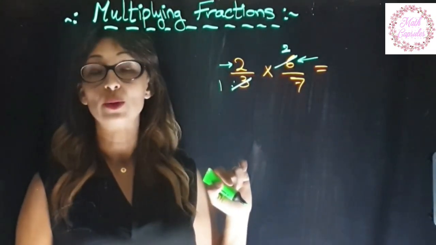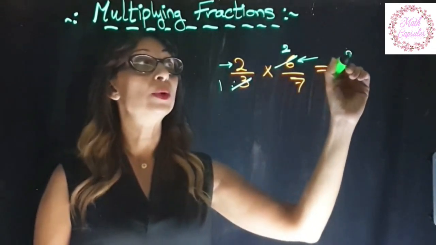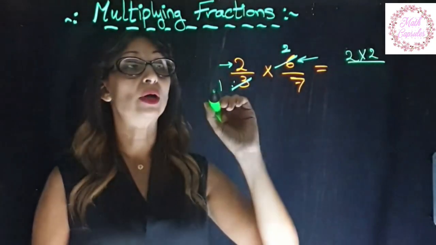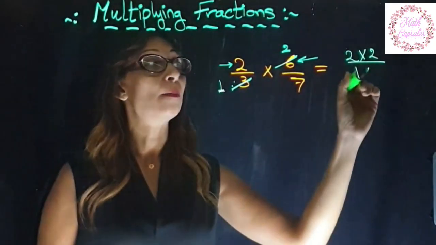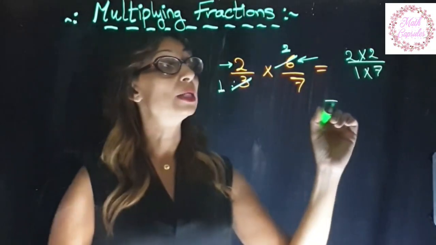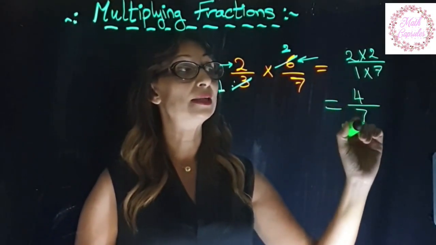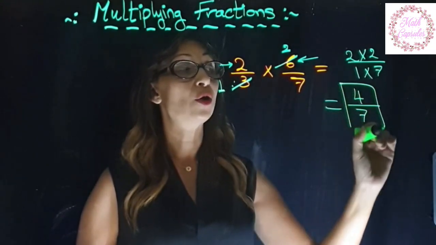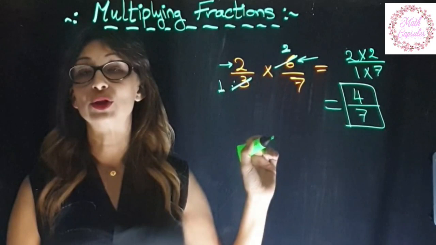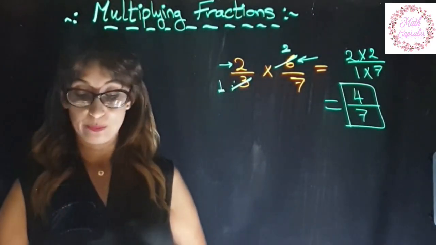Now 2 and 2 in the numerator, I multiply them together, and in the denominator I have 1 multiplied by 7. Okay, so this is the answer now. 2 times 2 is 4 and 1 times 7 is 7, and as you see here, 4/7 is the answer in its simplest form. Let me give you another example.